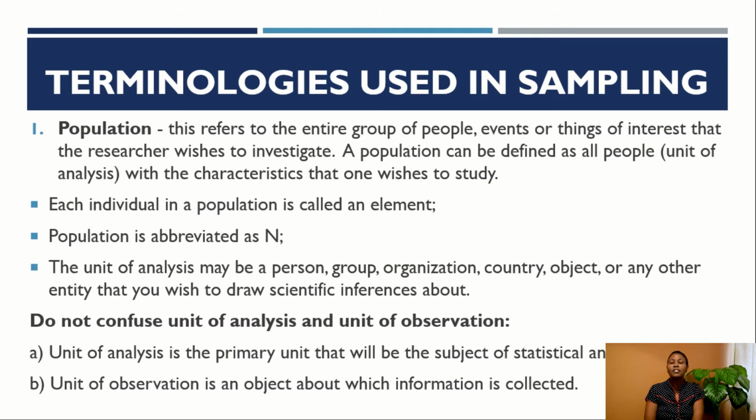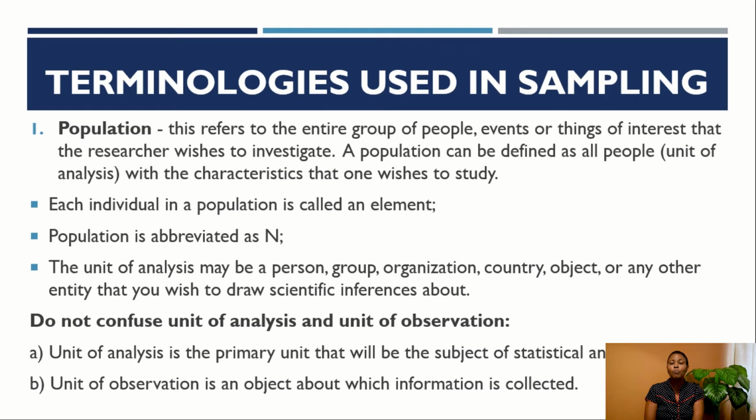And the first one is population. Now, population refers to the entire group of people, events, or things of interest that the researcher wishes to investigate. Now, why does the researcher wish to investigate this group? It is because they have the characteristic that he or she wishes to study. Therefore, a population can also be defined as all people, and we are now just using people because we are social scientists, who have the characteristics that the researcher wishes to study.